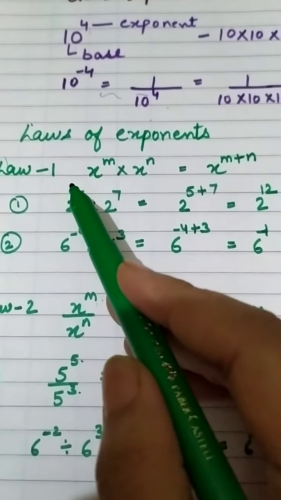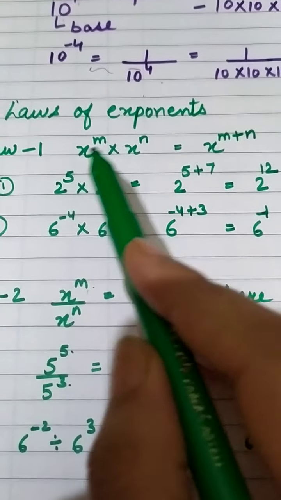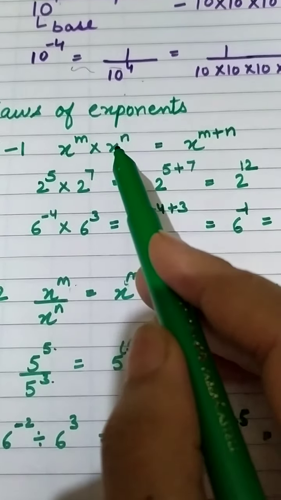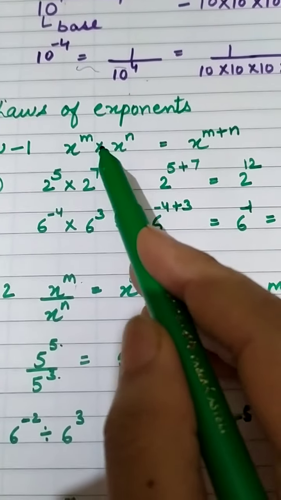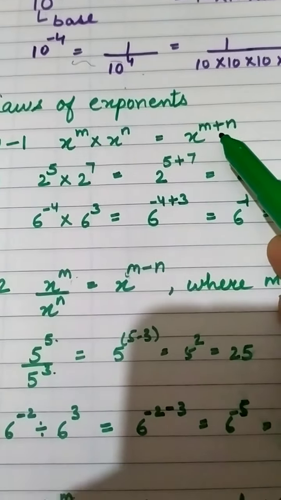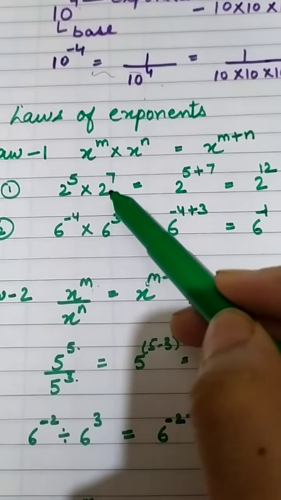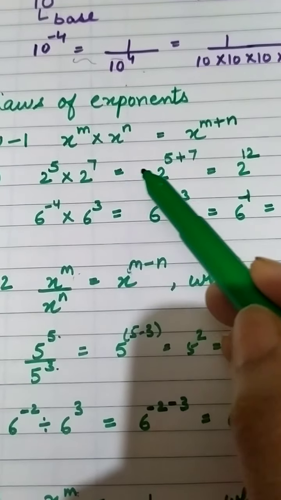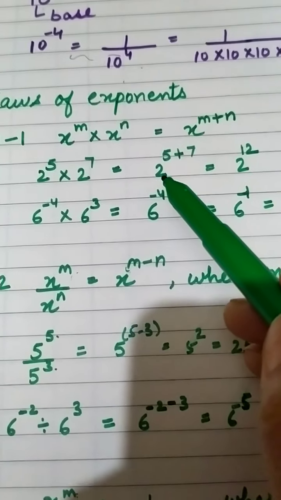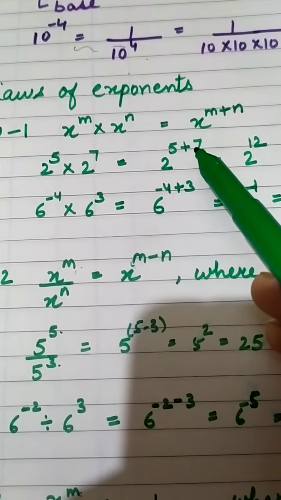Let us come to the laws of exponents. What does law 1 state? Law 1 says that if the bases are the same and the powers are in multiplication form, then we add the powers. Suppose 2 raised to the power 5 into 2 raised to the power 7; we add them, so it is 2 raised to the power 5 plus 7, that is, 2 raised to the power 12.